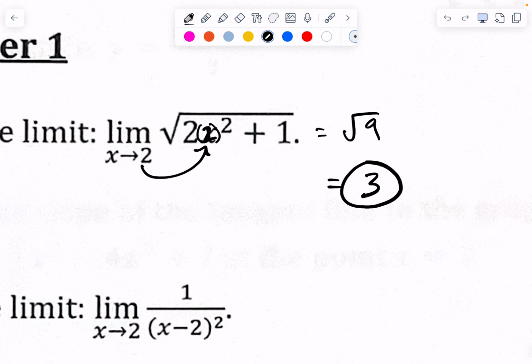Now, I beg the question, why do we even try to find a limit if there's not any funky business like a VA or a hole happening? Like, that was dumb. The y coordinate is the same as the limit, but whatever.